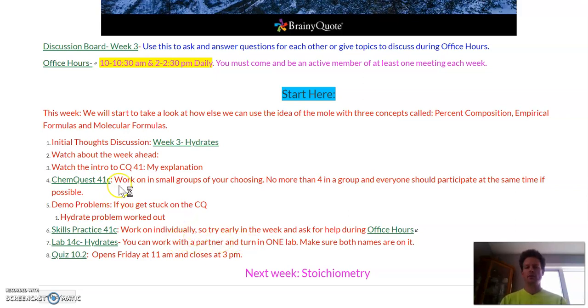When you turn these in, ChemQuest, make sure everybody's name is on it. Skills practice, that's solo. Same thing with the lab. If you have 1 partner or 2 partners, you can turn in 1 lab. That's why they're not set up that way. And make sure everybody's name is on it.